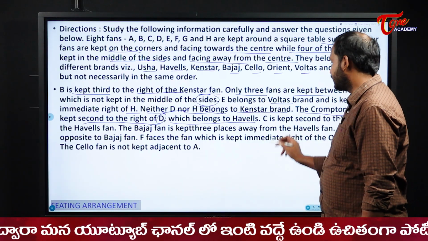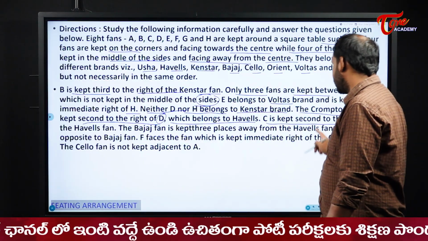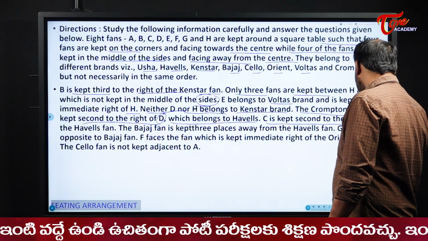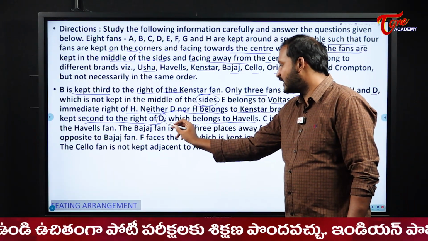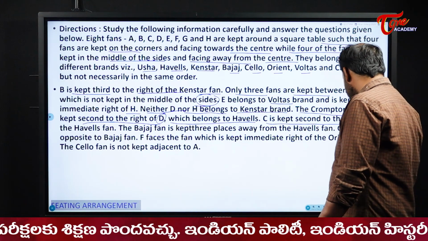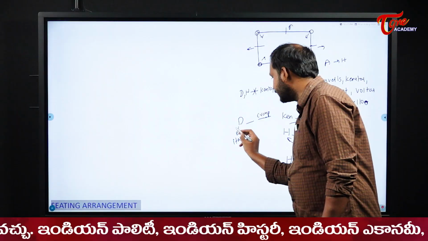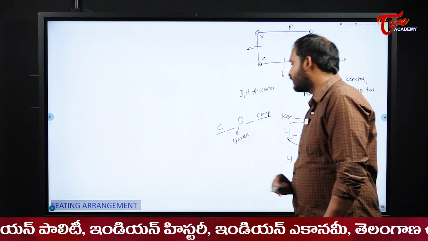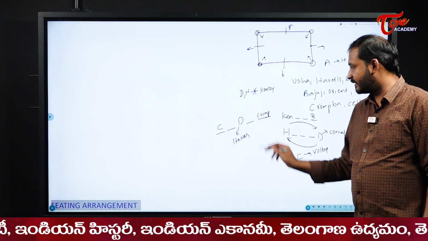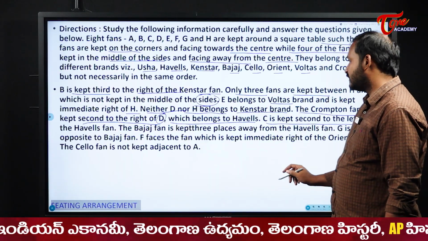Okay. Next, C is kept second to the left of the Havels fan. Already just now we know that D is Havels, right? So, C is kept second to left of Havels means C is kept second to left of D. I can place like this, right? Yes, why? Because second to left of D.